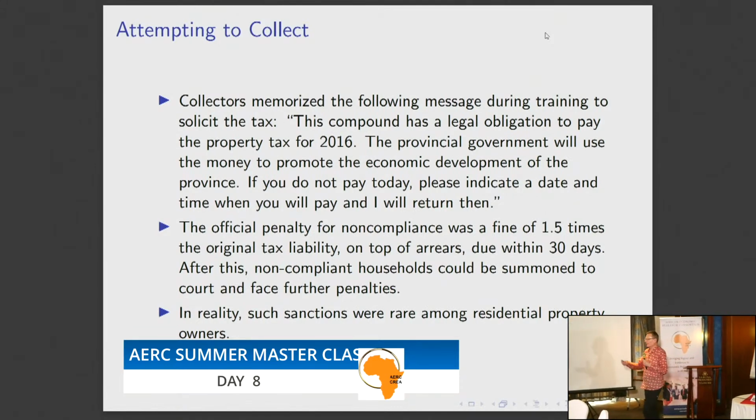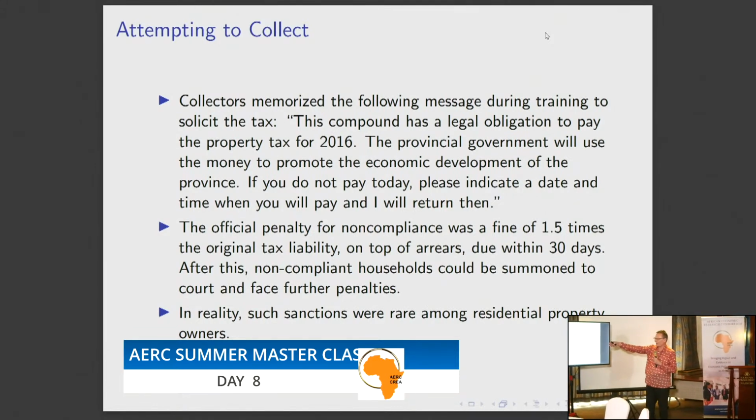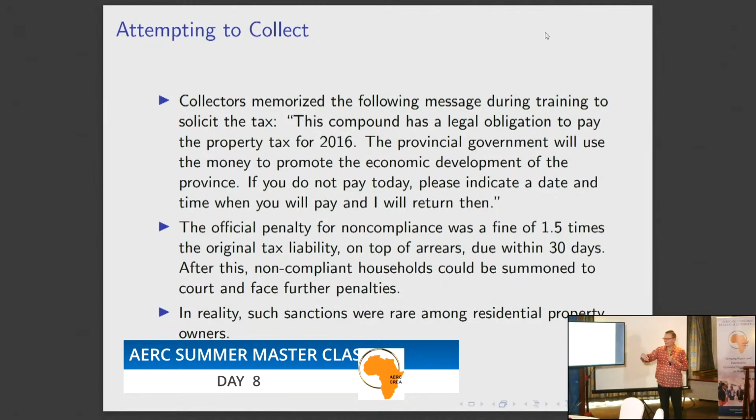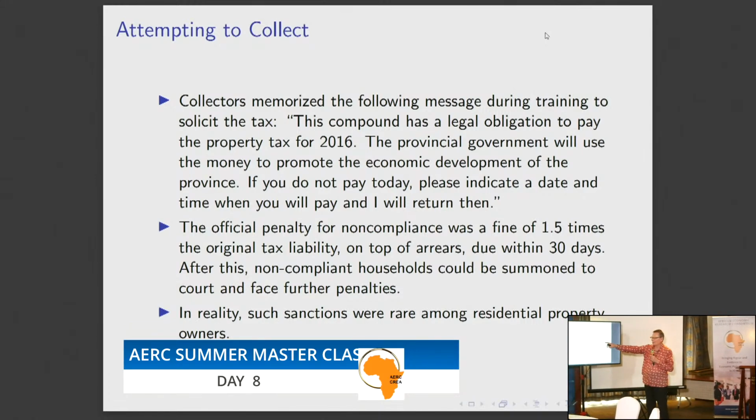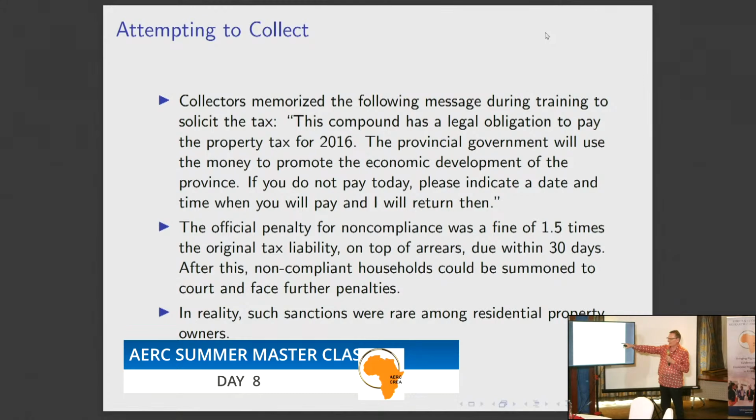So the property tax collector gave a message saying, they show up, these three guys. This compound has mostly guys, some women. This compound has a legal obligation to pay the property tax for 2016. The provincial government will use the money to promote economic development of the province. I guess you may be skeptical about that in Congo. If you do not pay today, please indicate a date and time when you will pay, and I will return.